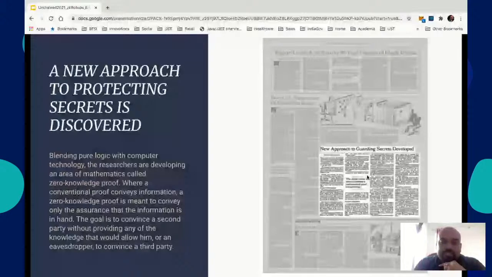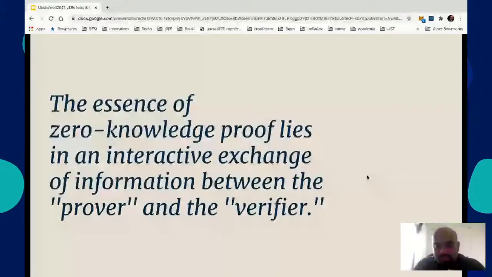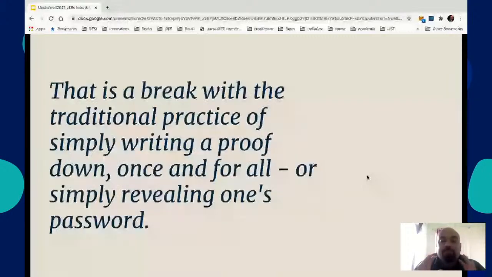Zero knowledge proof, in the initial years, was interactive proof. That is why this newspaper article talks about interactive exchange of information between prover and verifier. But nowadays we have very sophisticated non-interactive proof systems. Here it was interactive, so there was a need for an exchange of information between prover and verifier. Even in 1987, it was considered a significant break from traditional practice of proof.